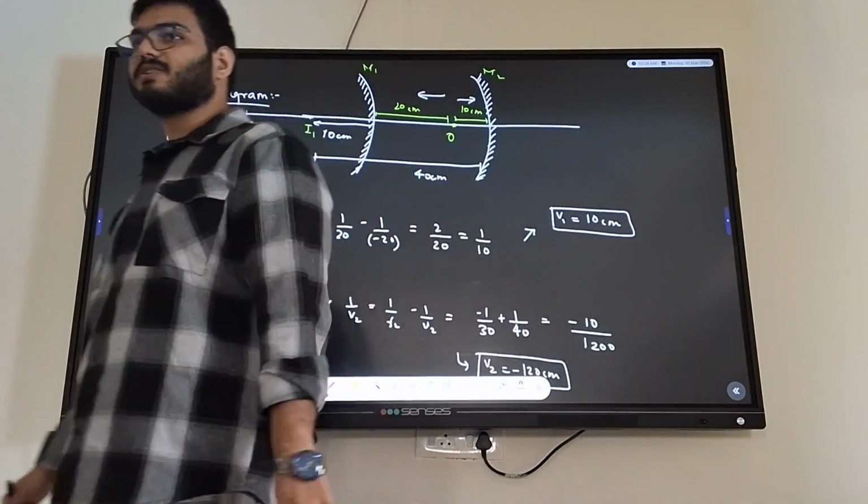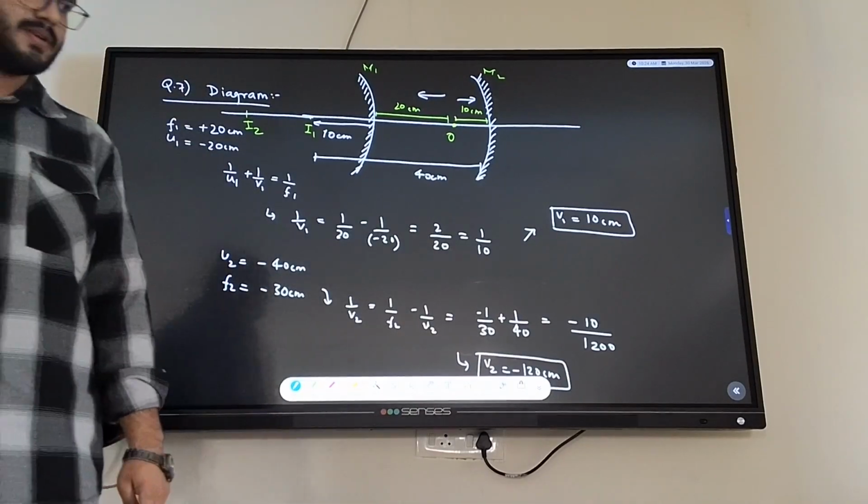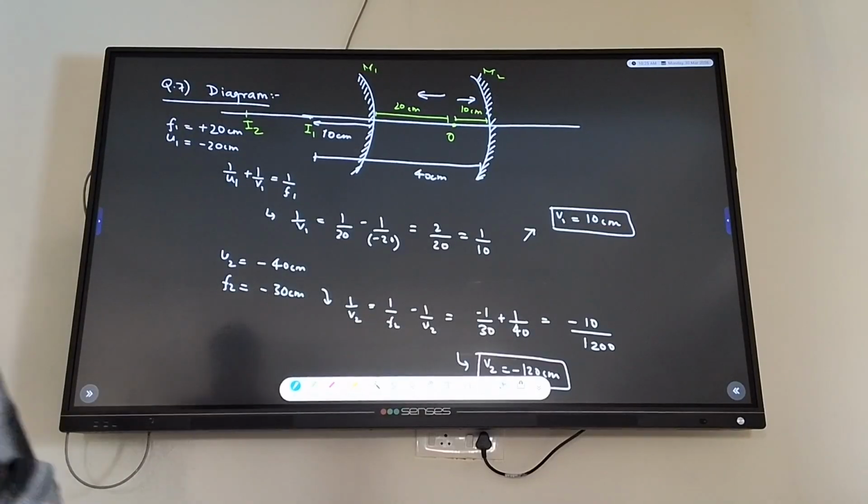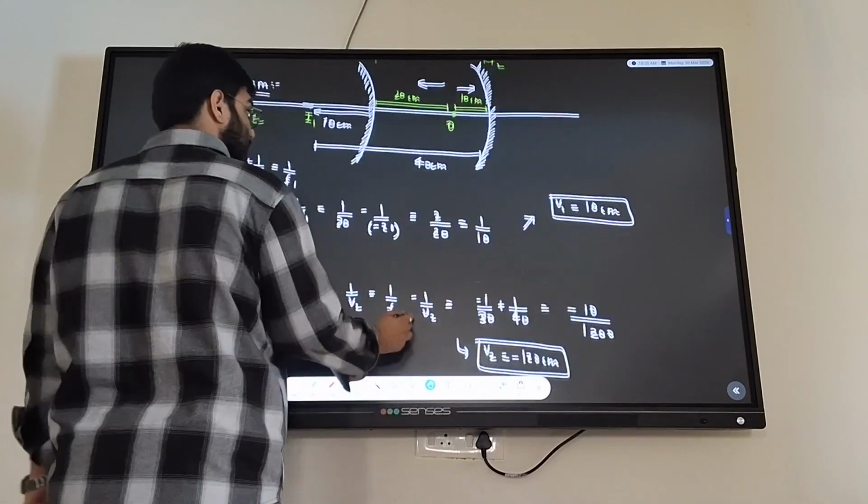And if you are done with this question, then go for question number 8. So, in question number 8, is there a diagram? Yes. Let me make the diagram.